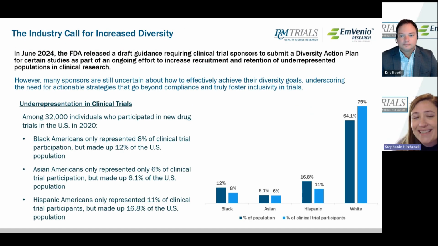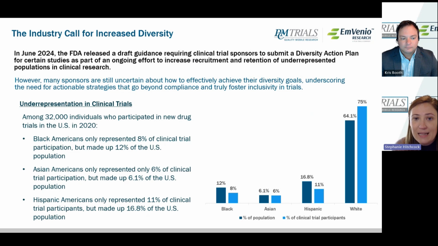So again, I don't think it's a surprise to anyone on this call, but in June 2024, the FDA released a draft guidance requiring clinical trial sponsors to submit a diversity action plan for their trials. That action plan must outline specific strategies for how that clinical trial will ensure a diverse patient population is recruited.